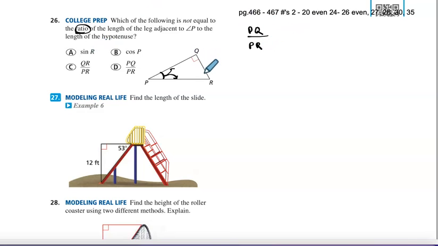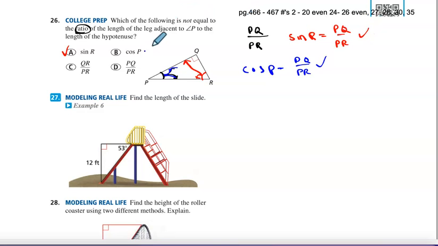So the first one is sine of R. Sine of R is equal to the opposite, which is PQ, over the hypotenuse, PR. So that works. Cosine of P is the adjacent, which is PQ, over the hypotenuse, PR. So that's the ratio I'm trying to get. So check and check. And then there's a ratio here that says QR over RP. Well, that doesn't work because I need PQ over PR, which is this right here. So that's the one that doesn't work.